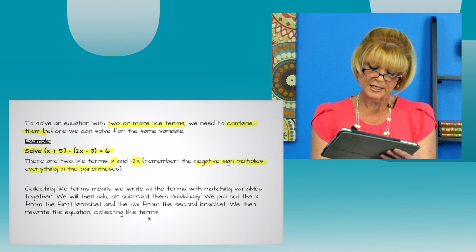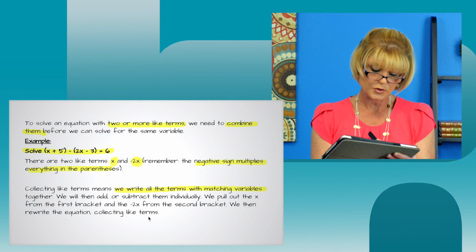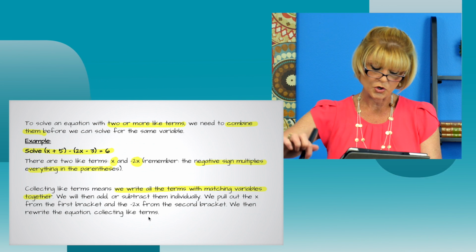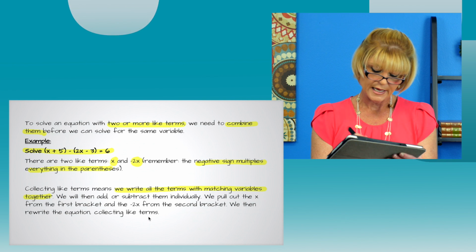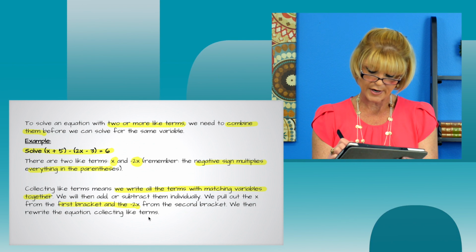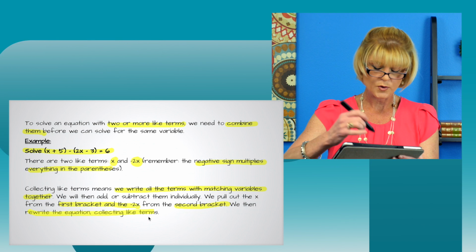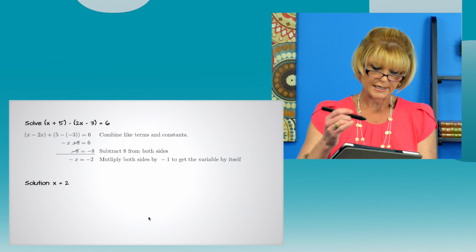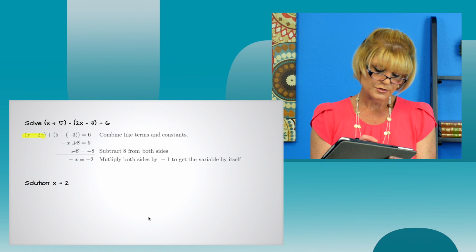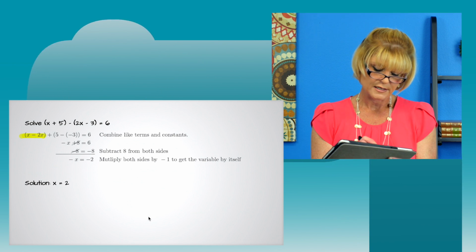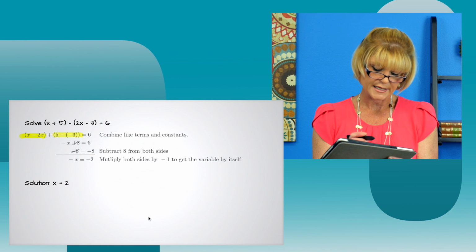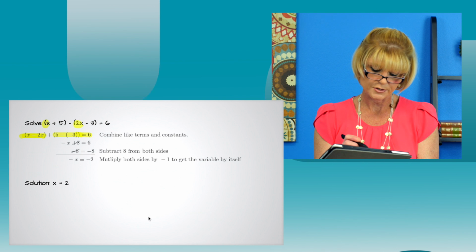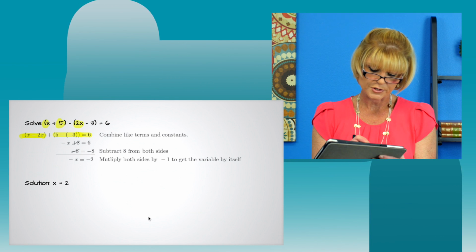Collecting like terms means we write all the terms with matching variables together. Then we will add or subtract them individually. So we pull out the x from the first bracket and the negative 2x from the second bracket, and then we rewrite the equation collecting like terms. So it ends up looking like this: x minus 2x plus 5 minus negative 3 equals 6. So all I've done is combined those two terms and those two terms.